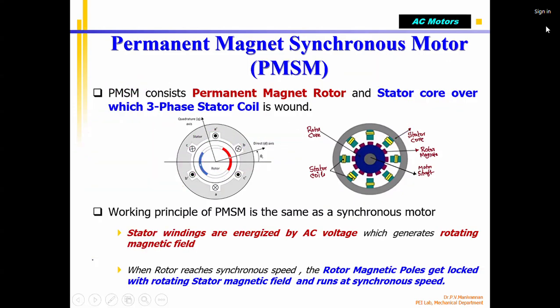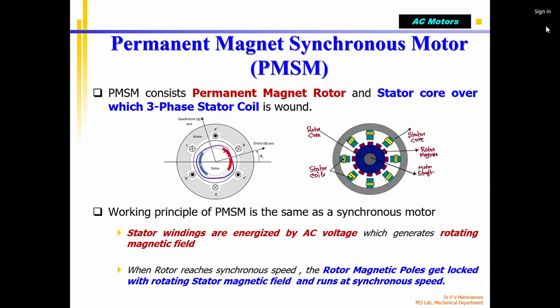So there you have the electromagnet. But in case of a permanent magnet, this is a permanent magnet rotor. Otherwise, both are the same. The stator is a three-phase winding with coils, same as this one. Because I am using a permanent magnet, one power supply is not needed. Another thing is you don't need slip rings.